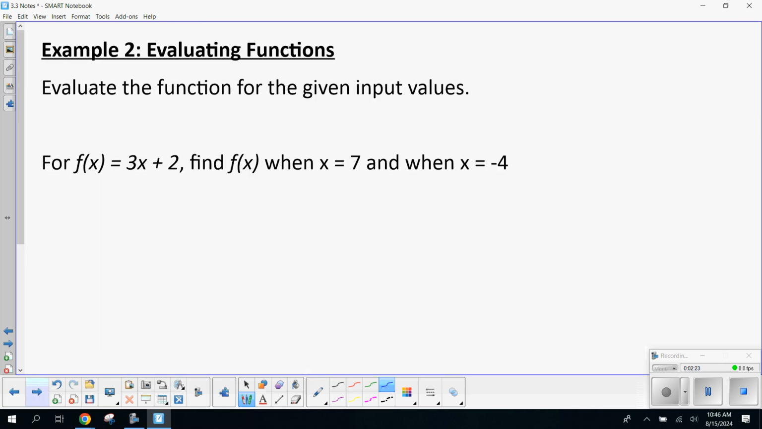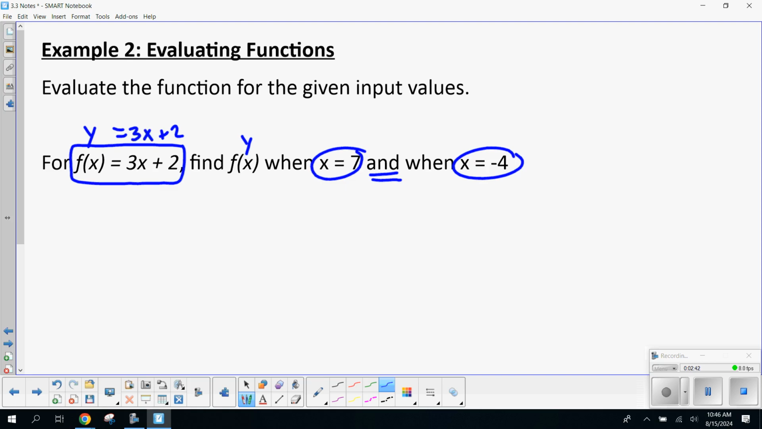So now we're going to evaluate the function for the given input values. So this is our equation. Remember, f of x just means y. So it's just like y equals 3x plus 2. Nothing different. It just looks different. Find f of x, or find y, if x equals 7, and then again if x equals -4. So first of all, we're going to use x to be 7. So we're going to take the function f, and we're going to replace the x with a 7.